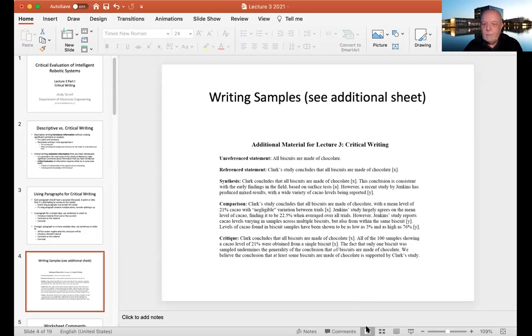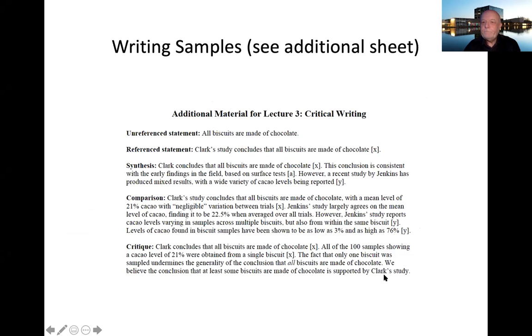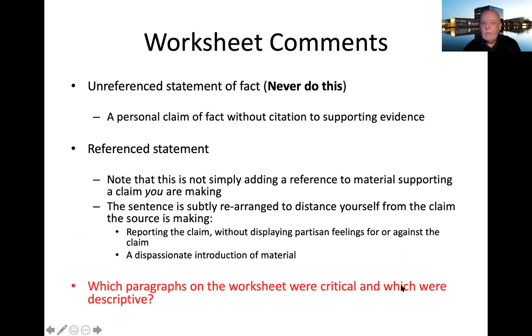So let me go back to our PowerPoint discussion. So there's a couple of examples here of things. So the unreferenced statement of fact. So I would propose that you never do this in a document that you're writing. It's a personal claim of fact without a citation to support the evidence or to support that statement. So that's really bad practice when you're writing scientific documents. So I would never really expect that to happen. So a reference statement, so that's one of the others in that list.